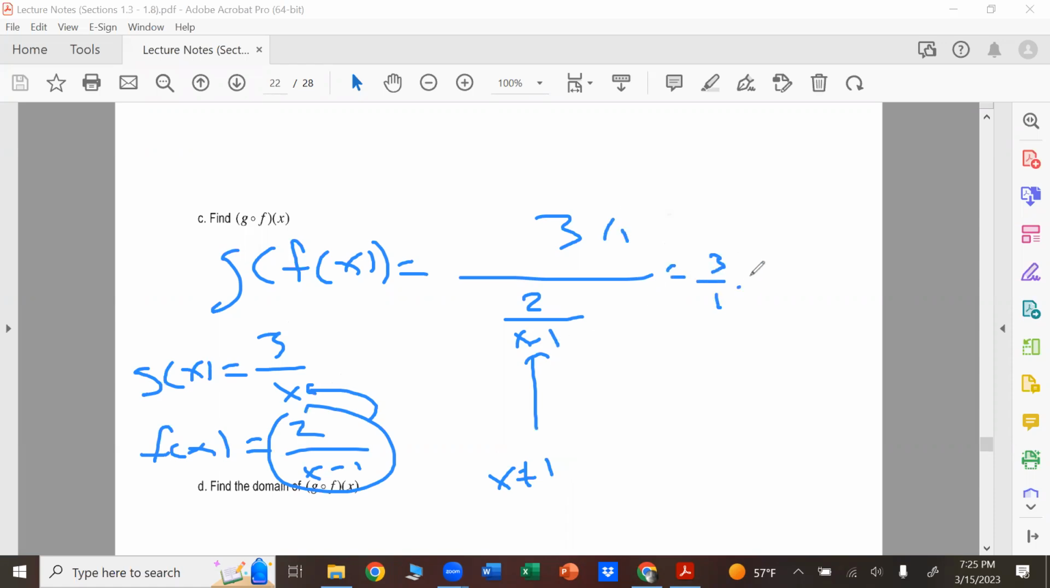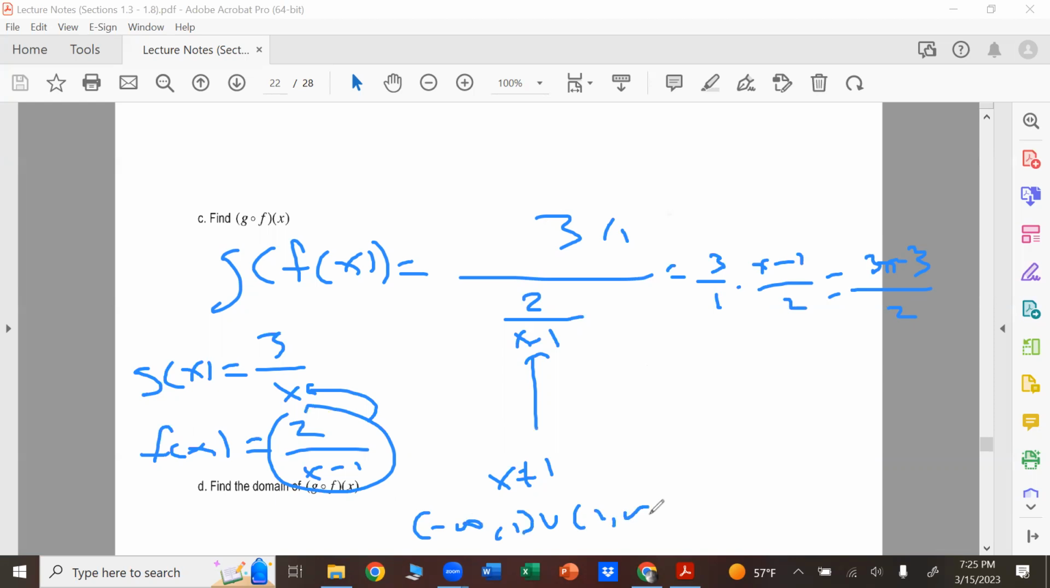3 over 1, you have to flip it over. So you just get 3x minus 3 over 2. Well, 2 is in the bottom, so who cares? That's totally fine. So really just x can't be 1. That's the only restriction we got.